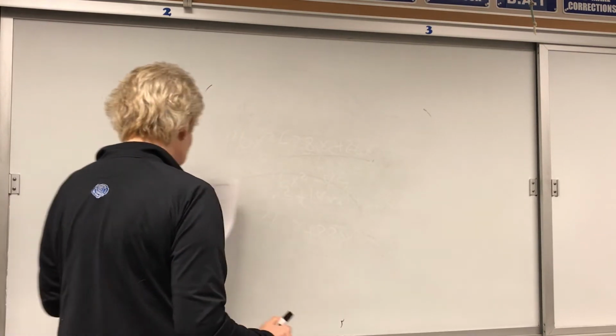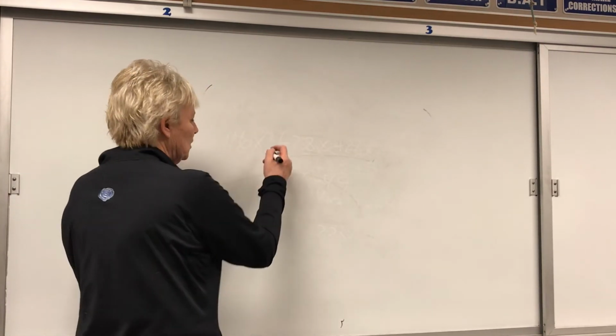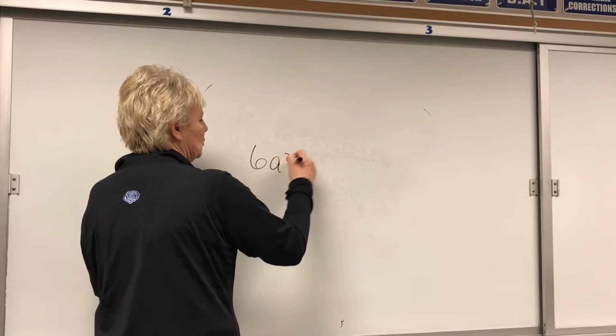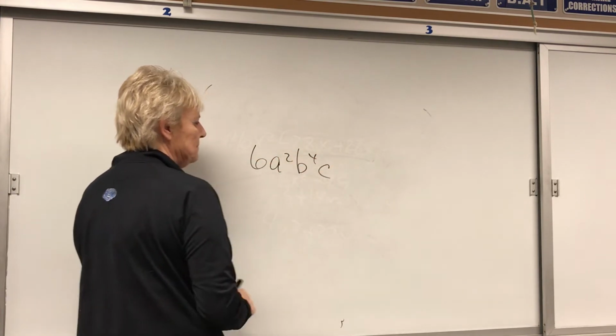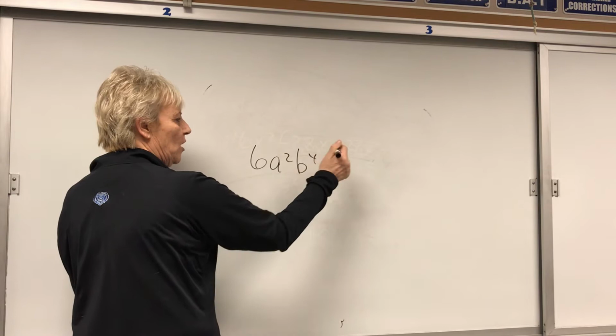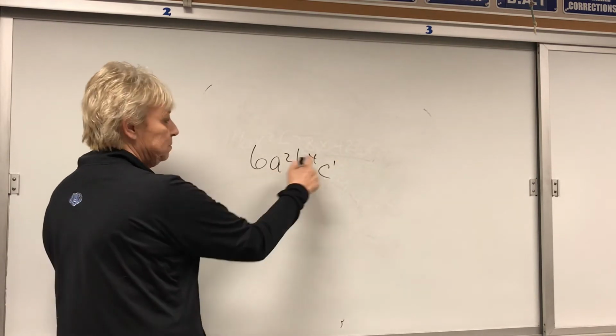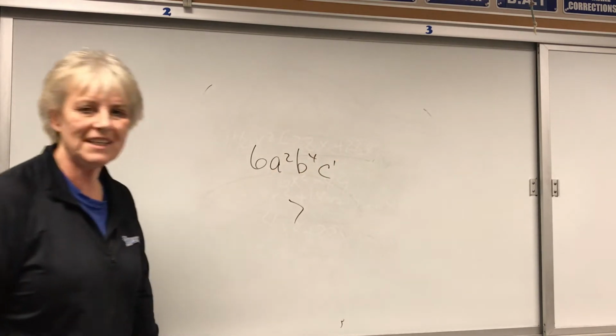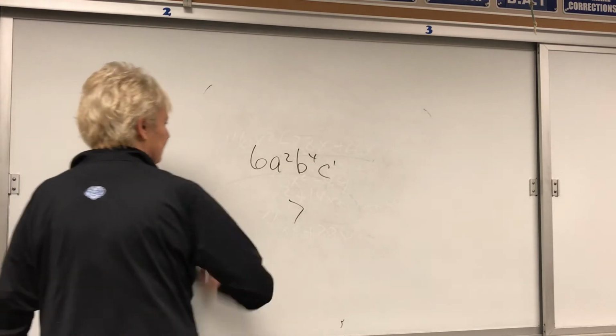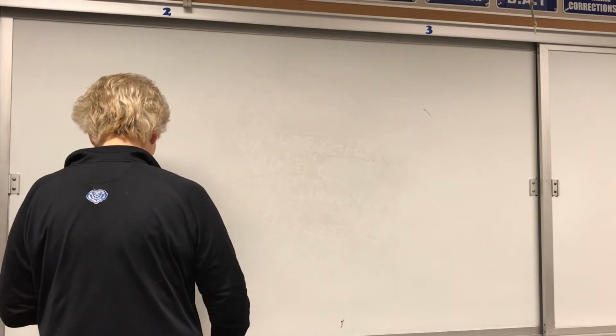And then you're going to have to state the degree of some monomials. So let's say I have 6a squared b to the fourth c. That has a 2, that has a 4, that has a 1. 2 plus 4 plus 1. The degree is 7. You have notes on all this.